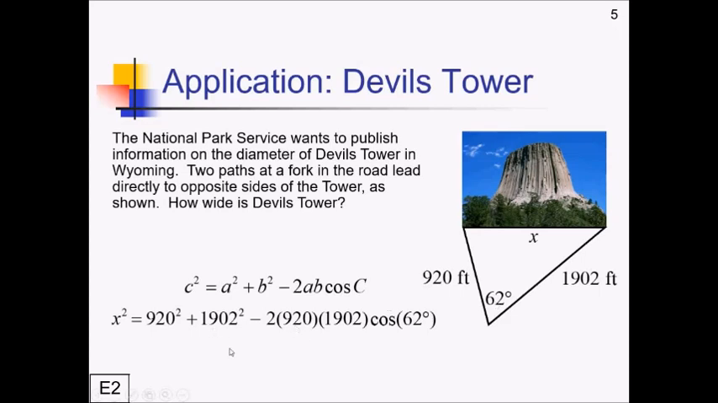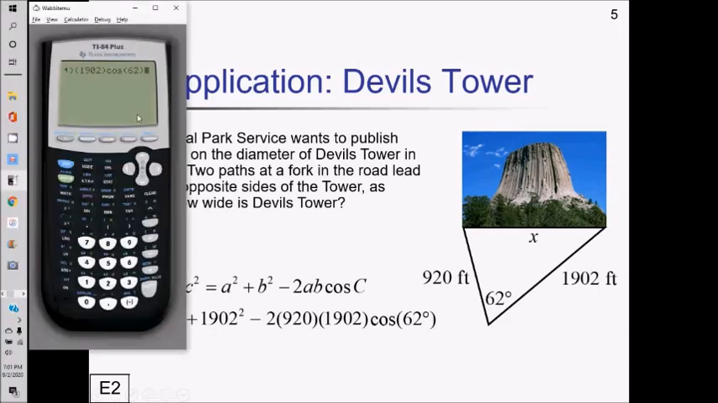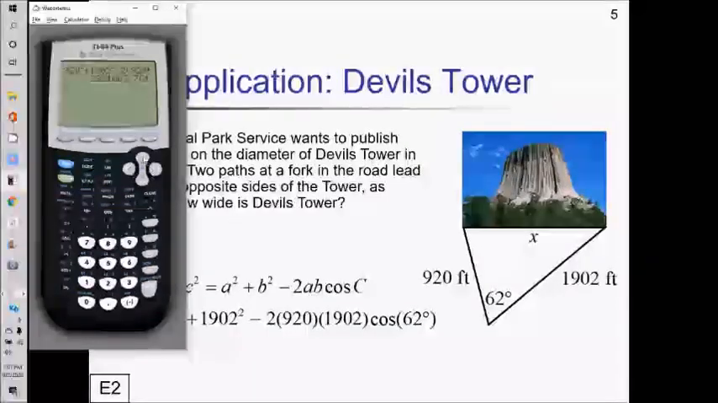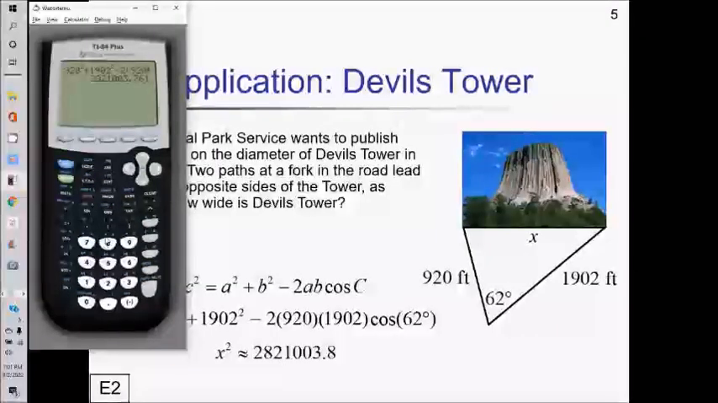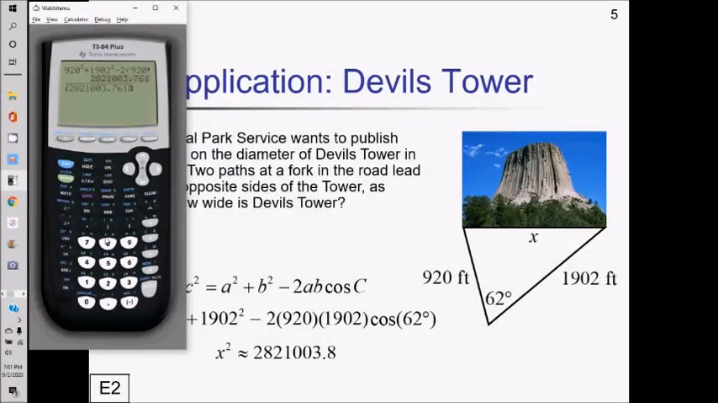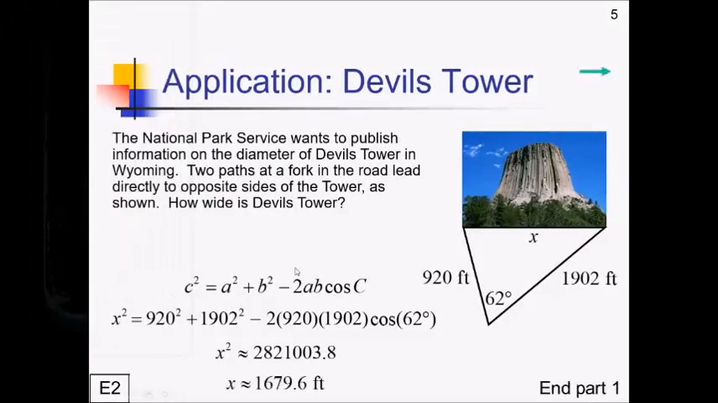Let's plug all this in our calculator to get the right side. So there we go, entered it all in. Again, I'm not doing it in parts, I'm just doing the whole thing all at once. Press enter, and that is a very large number, 2,821,003.8 we'll call it, but I'll really keep the value in the calculator. I'm just writing this down as a keep-my-place bookmark. And then if we square root that, let's see what that ends up being. So square root, let me arrow up to grab that, press enter, and that's about 1,679.6, and that's in units of feet.